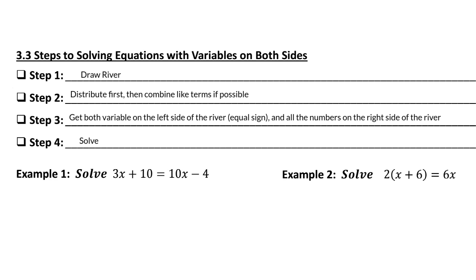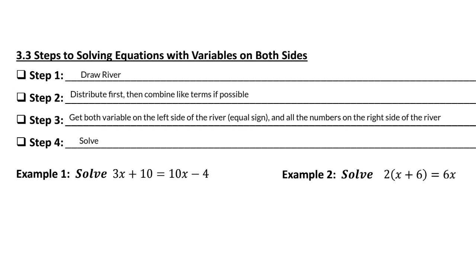Then step 3 is get both variables on the left side of the river. So you want all your variables on one side, in this case the left side, and all of the numbers on the other side, or the right side of the river. And then once you have that, then it's just solving it. Okay, I know I made it sound kind of simple. And once you get in the swing of things, it is a little simple, but we'll talk about this, okay?